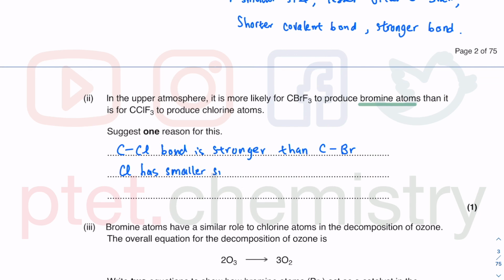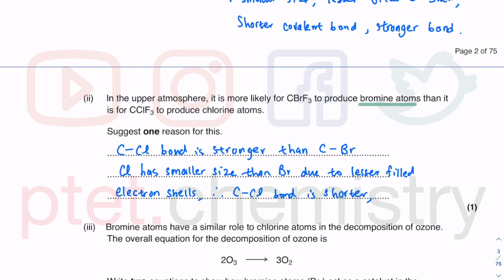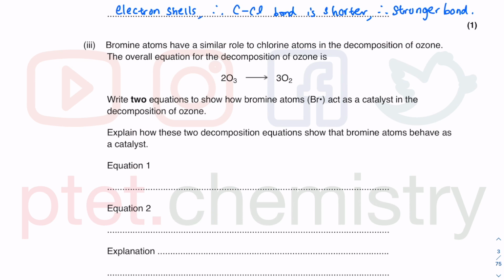Chlorine atom is smaller in size, and this is due to fewer filled electron shells. As you know, the period number tells you how many shells get occupied. So therefore, the C–Cl bond is shorter. That means your covalent bond will be stronger, because your localized shared pair of electrons is going to be much closer to your two neighboring nuclei, to give you your definition of covalent bond there.